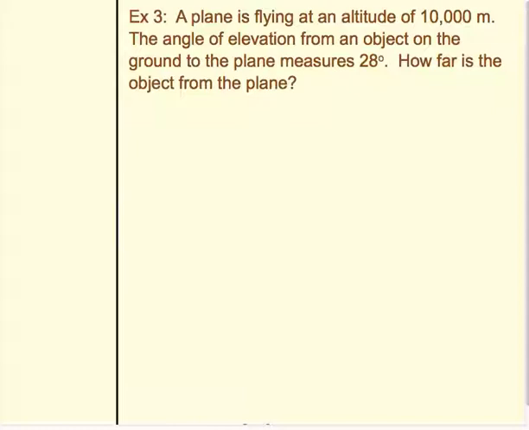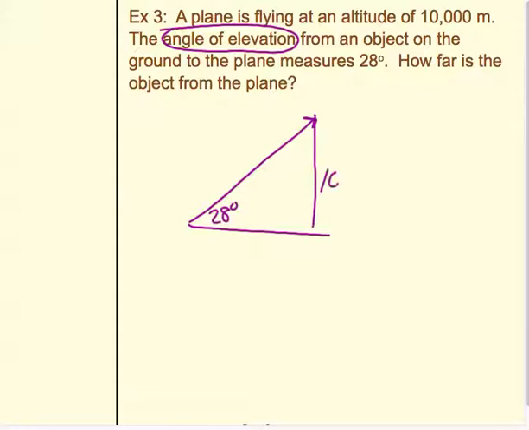Final example. This time we have an angle of elevation. So start with a horizontal line, line of sight up. A plane is flying at an altitude of 10,000 meters. The angle of elevation from an object on the ground to the plane measures 28 degrees. So our plane is 10,000 meters in the air. And the question is, how far is the object from the plane? Now remember, here's our plane. So this is the value that we're looking for. Not how far away is it from where the plane would be if it were on the ground. How far is it from where the plane actually is?